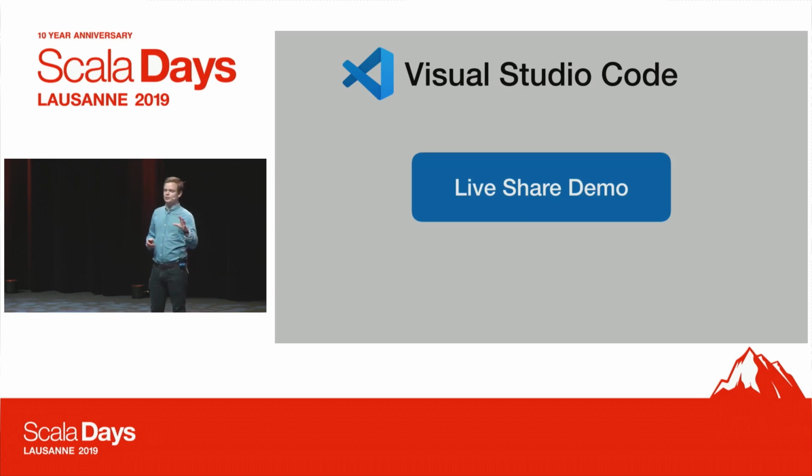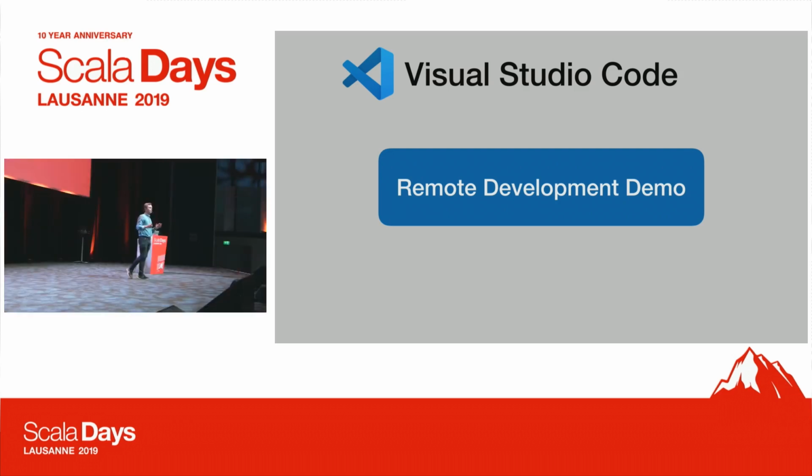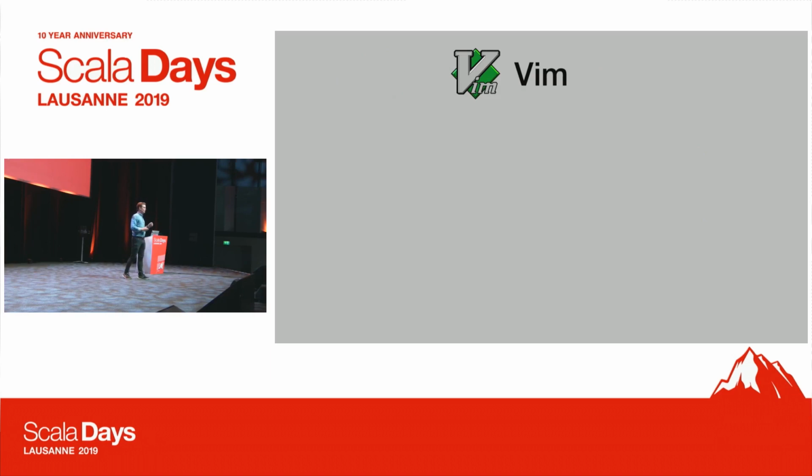But Live Share is really cool, so give it a try. And the remote development, where you can code on a machine with 100 cores and 200 gigs of RAM, and it just works seamlessly. You just do it from the VS Code UI. It's fantastic. So give it a try.